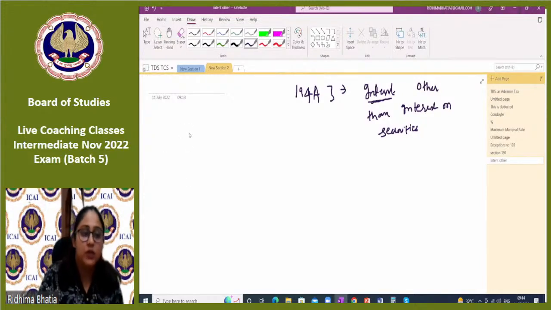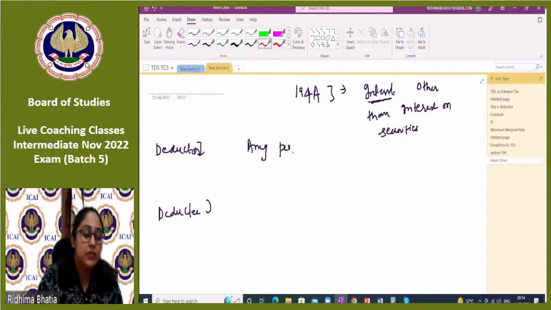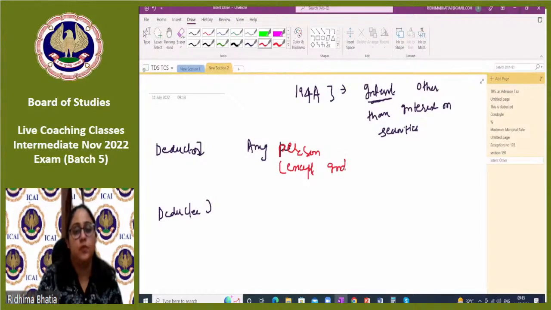First, we see who will deduct the TDS. This is very important. From this point onwards, these are very important sections, and very common sections also. So, who is the deductor? I'll say any person except individual and HUF. Do you mean individual and HUF don't have to deduct TDS at all? No. Any person except individual and HUF.